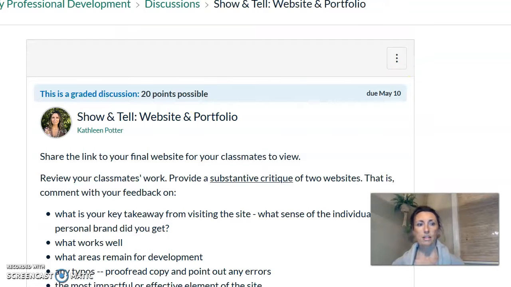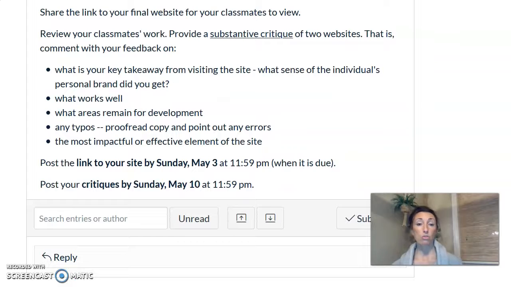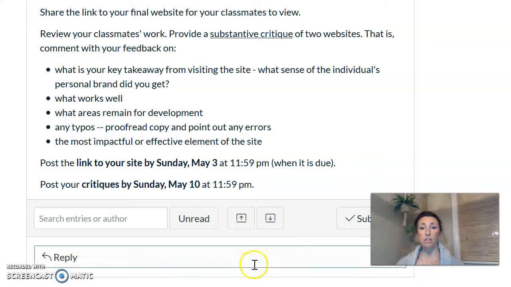So this is a discussion forum that will function as a way to share your work and get feedback on it. You'll share the link to your final website in a post, and then you will review your classmates' work. I'm asking you to submit 2 substantive critiques of your peers' work. So you'll pick 2 portfolios that have been posted, and you will provide a critique. I give you some prompts in this area, but certainly you can feel free to add additional thoughts beyond these bullet points.